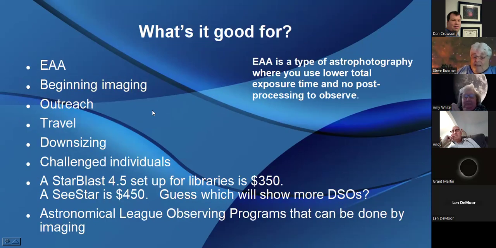It's good for EAA, and EAA stands for electrically assisted astronomy. And over here, it tells you what that essentially means. It's the idea of you're using a camera to collect photons. The exposures are short, 30 seconds or less. You're stacking them, but you're not doing any real additional post-processing. It's really, really good for EAA.